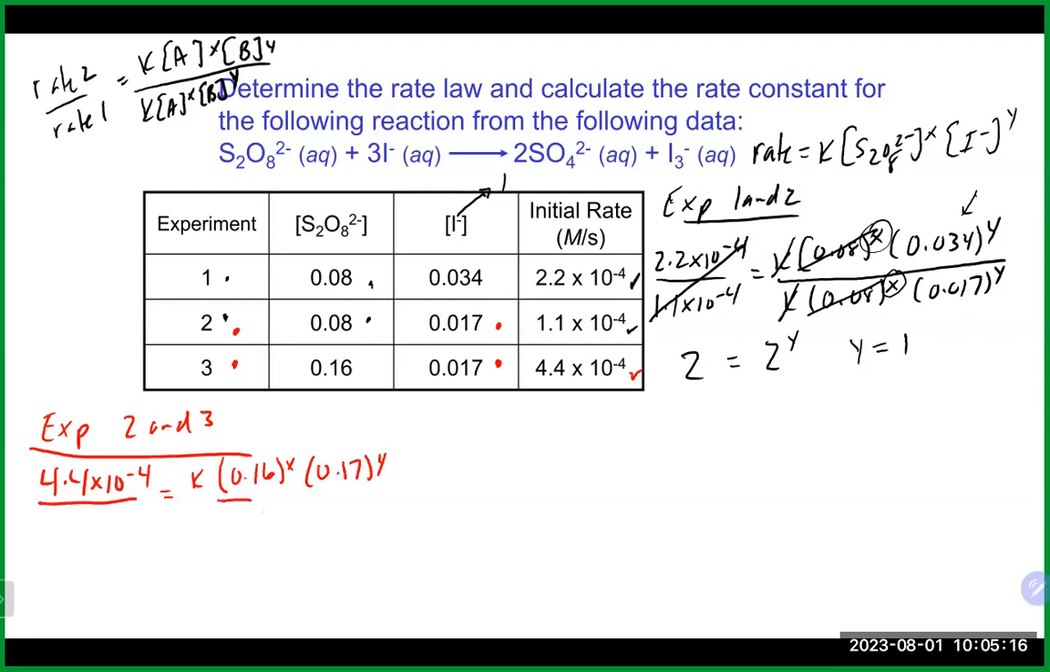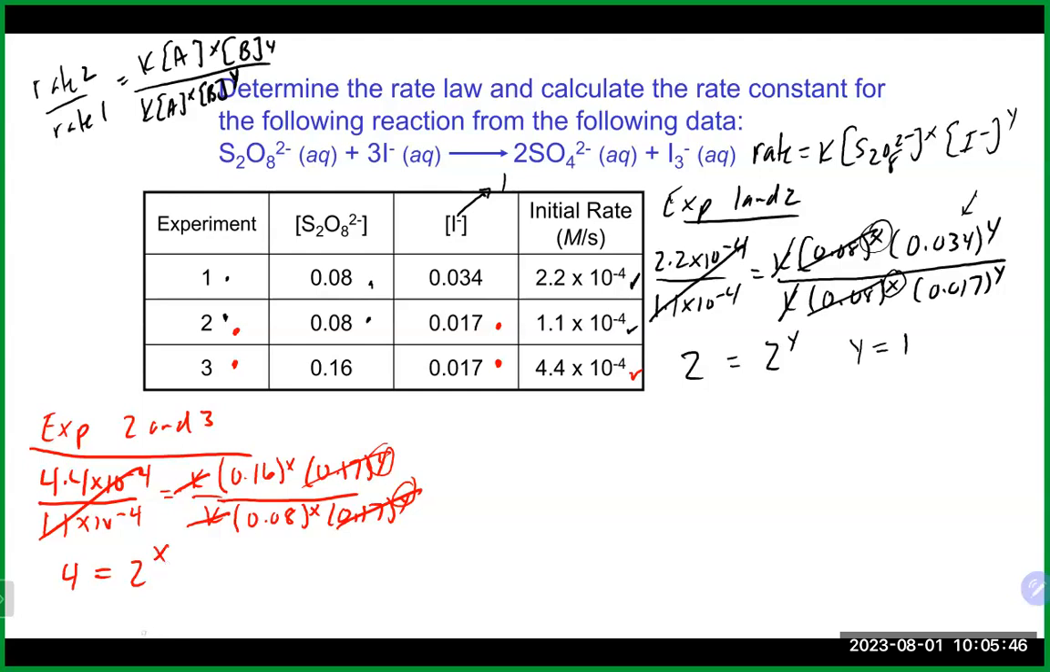Everything from experiment number 2 will go on the bottom. 1.1 times 10 to the minus 4, K, 0.08 to the X and 0.17 to the Y. Dividing it out gives me a 4. Once again, the K should completely cancel. The Y here, as we just figured out, is 1, and will also completely cancel. And that leaves us a 2 to the X when we divide that out.